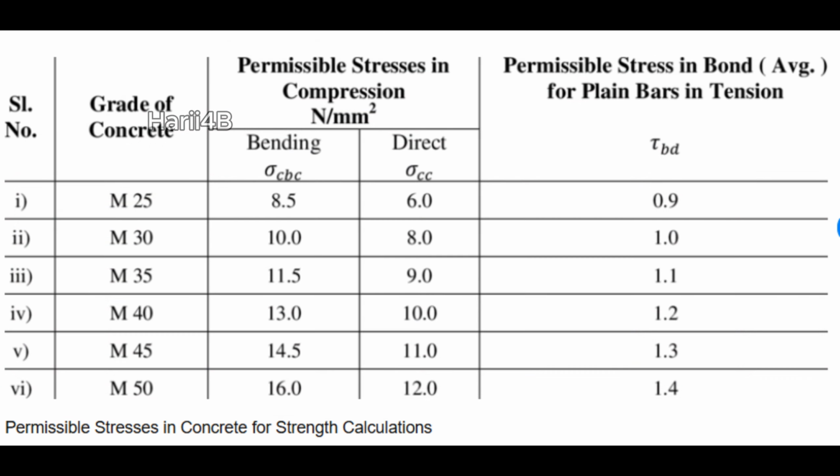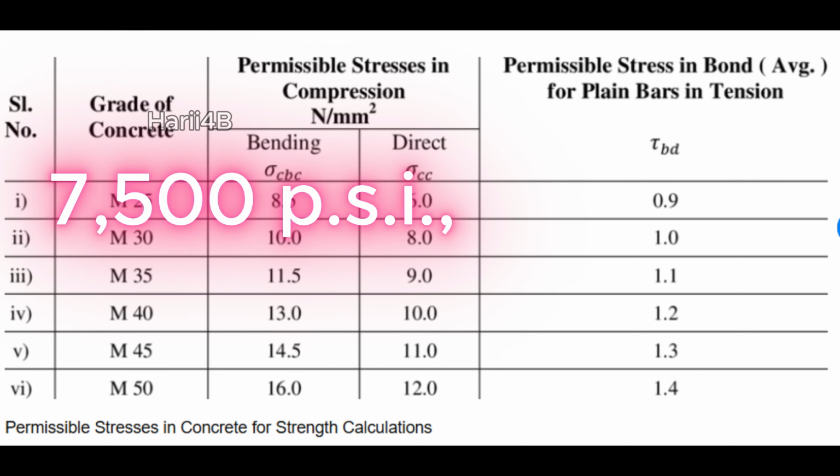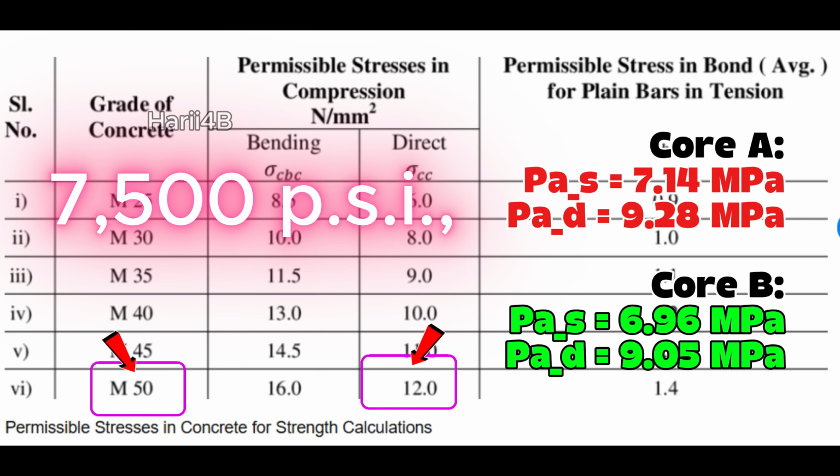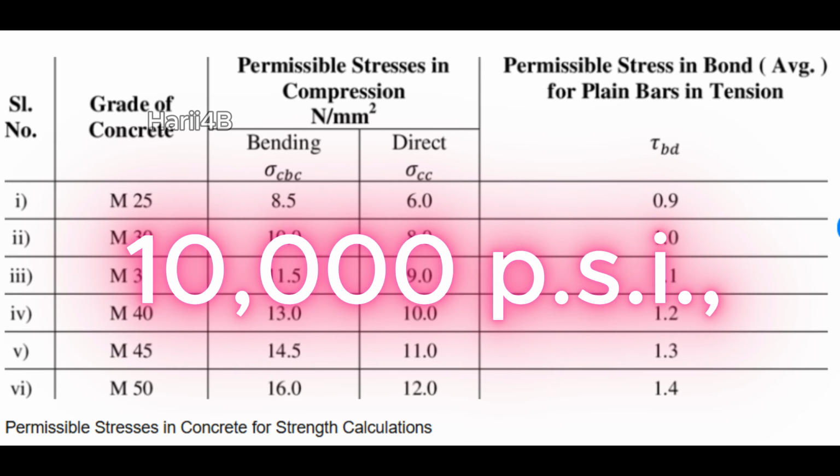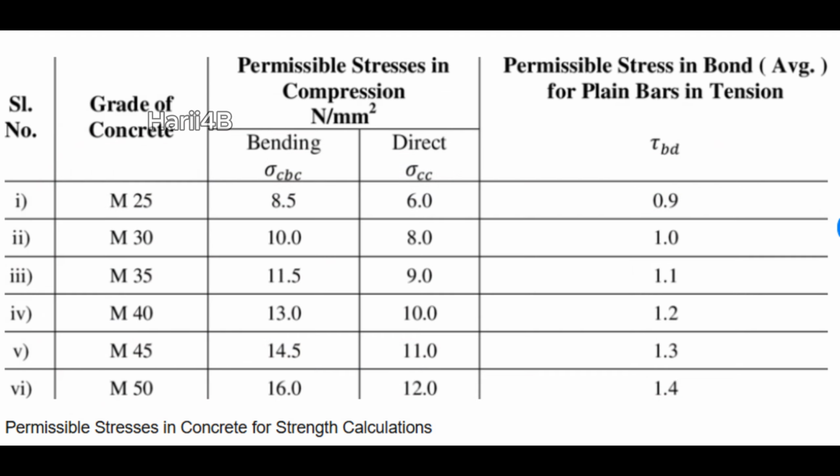For M50 type concrete grade, or 7,500 psi, the permissible limit is sufficient for the calculated axial stress. But again, we reiterate that live loads and other loads are not yet considered. 7,500 psi may also be insufficient. We need at least 10,000 psi concrete grade. We must note that the concrete must also be of good quality in accordance with approved design and specifications.